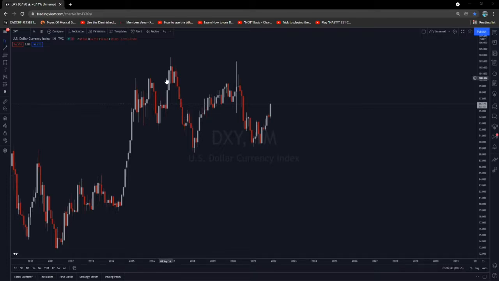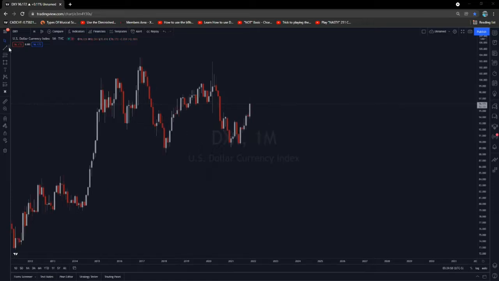We're going to start by looking at the dollar index. We're going to start by looking at it on the monthly, and then I'm going to do a top-down analysis. So let's identify our areas of supply and demand. So this is our area of demand, right? This is our area of supply.